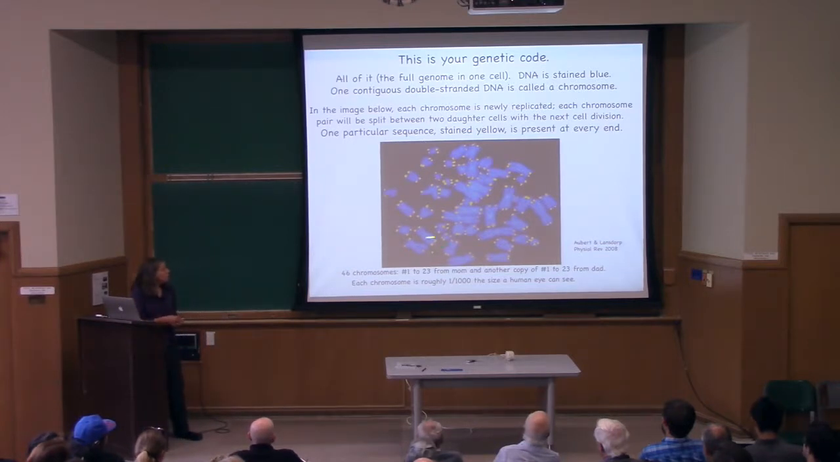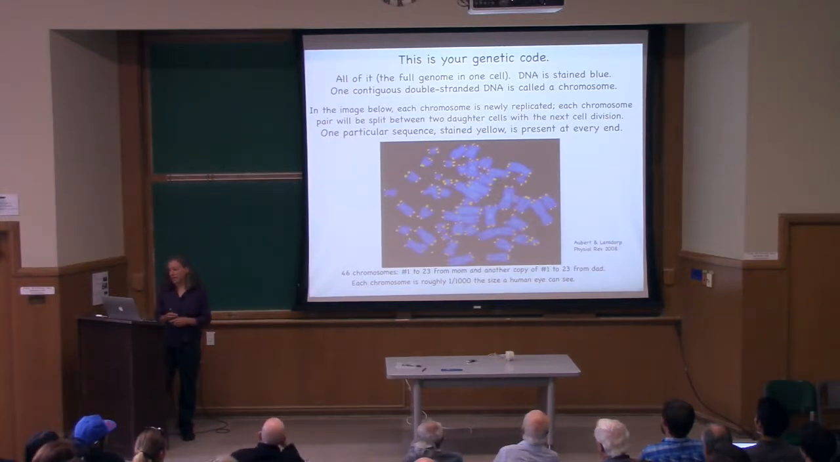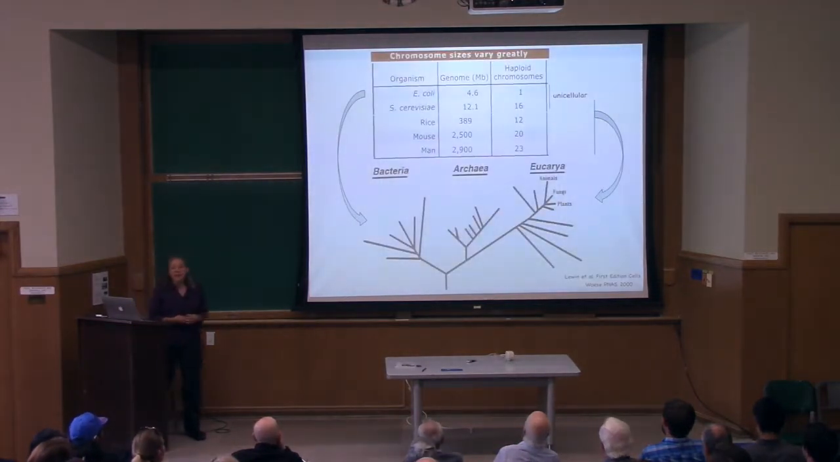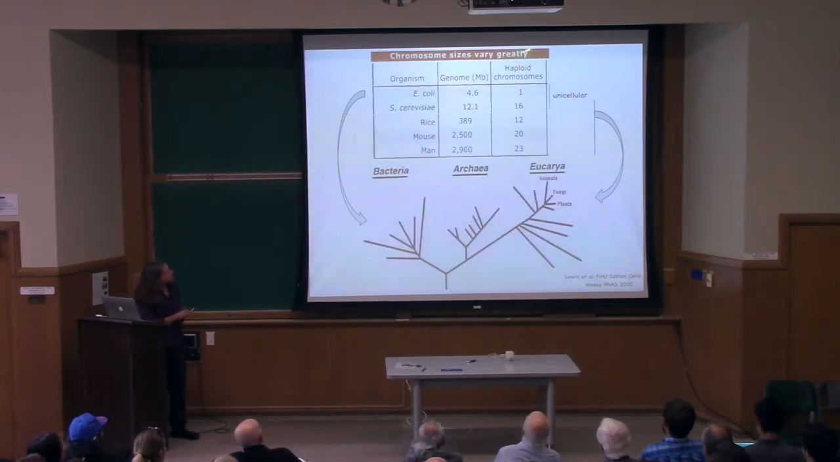But every one of them, in fact, ends with the same sequence that has been marked here in yellow. So this arrangement of linear chromosomes is in fact not the evolutionarily most simple way to transmit your genome. Here I'm comparing chromosome sizes and organizations, which vary greatly across biology.